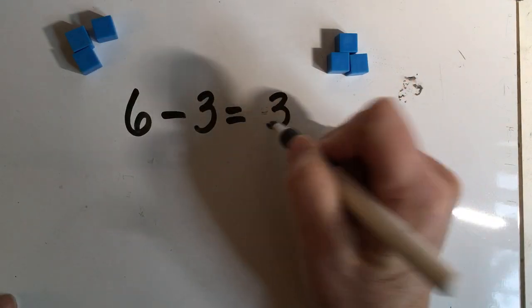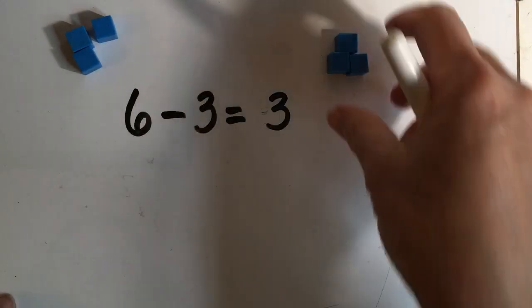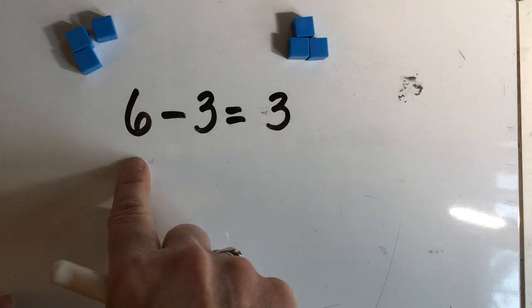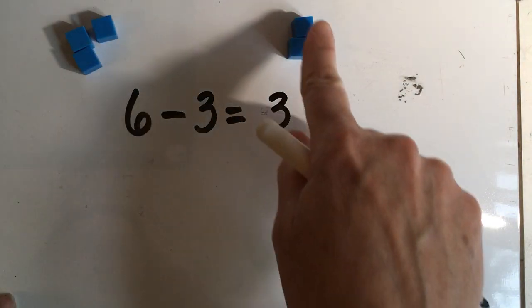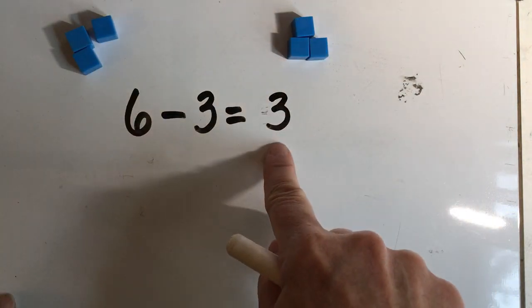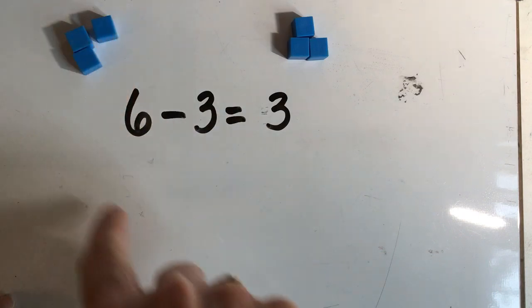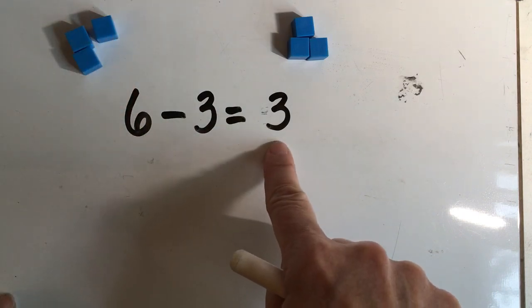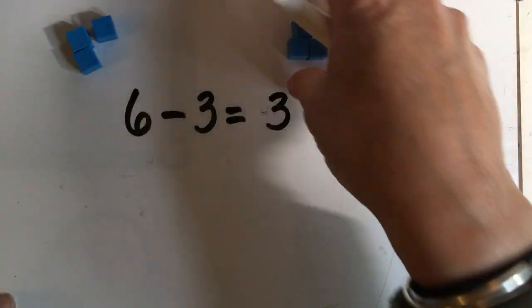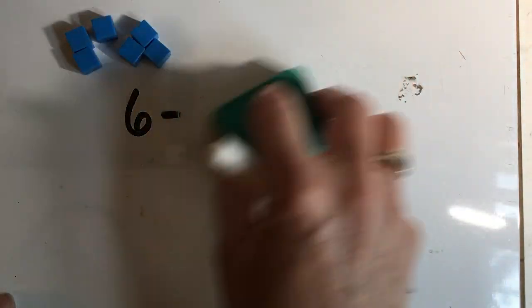3. Excellent. So our whole thing of 6, take away one part, 3, equals the other part, 3. So the difference between 6 and 3 is 3. Beautiful. All right, let's do another one.